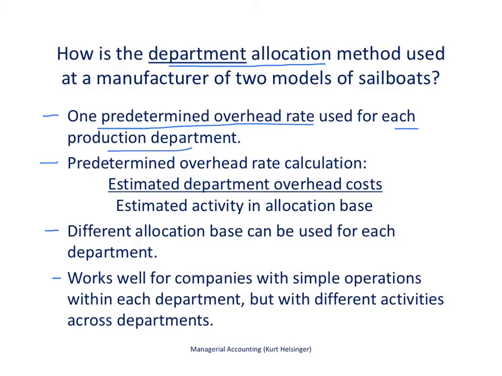And the rate is still calculated the same way, that you'll see in the second bullet point here. We take the estimated department overhead costs, rather than company-wide overhead costs, it's by department, divided by the estimated activity in the allocation base. And in the third bullet point you'll see this, we can use different allocation bases for each department. So it provides for a little more flexibility and hopefully more accurate overhead cost information for each of our products when it's all said and done. And this works well for companies with simple operations within each department, but not for companies that have different activities across departments. And we'll take a look at an example of this for Sailrite next.